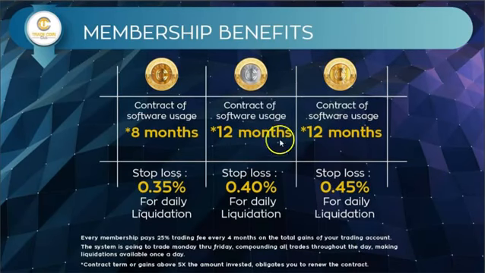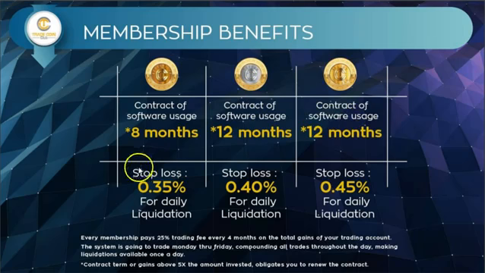Now, membership benefits. With the Apprentice membership, you're going to be able to use the software for 8 months, okay? And for the Trader and the Senior Trader, you're going to have access to the software, I should say, for 12 months. So 8 months for the Apprentice and 12 months for the Trader and the Senior Trader.